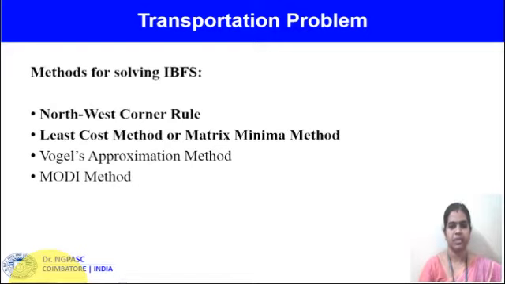The methods for solving this transportation problem are otherwise called methods for solving IBFS. IBFS means initial basic feasible solution, or northwest corner rule, least cost method, Vogel's approximation method and Modi method. Least cost method is otherwise called matrix minimum method. Modi is abbreviated as modified distribution method. In this presentation, we are going to see only the northwest corner rule and least cost method.